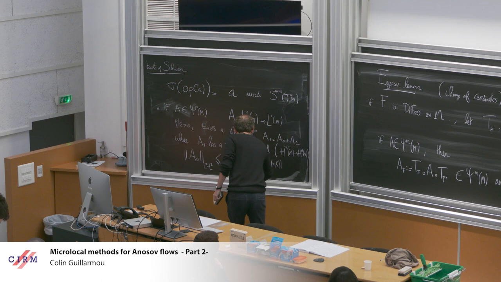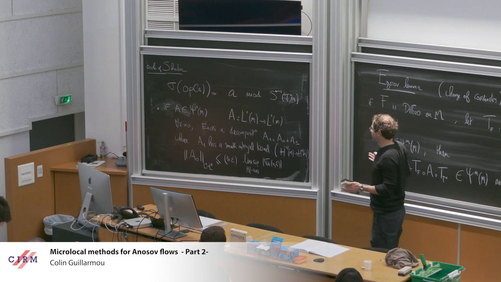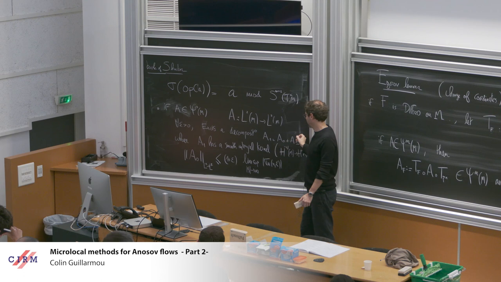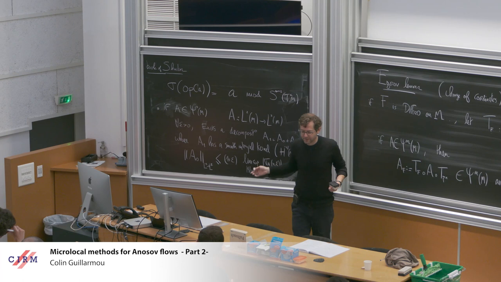For xi going to infinity. So basically it says that if we have a zeroth order operator, we can estimate the norm if we know the principal symbol, up to a remainder which is going to be a compact operator. And more than compact, it is going to be really smoothing everything, mapping distributions to smooth functions.